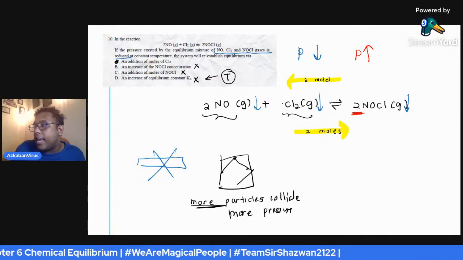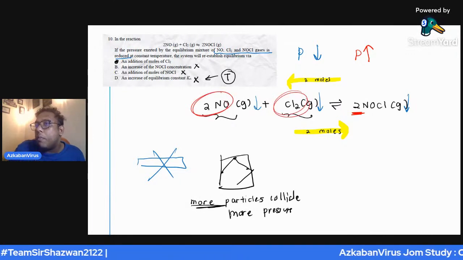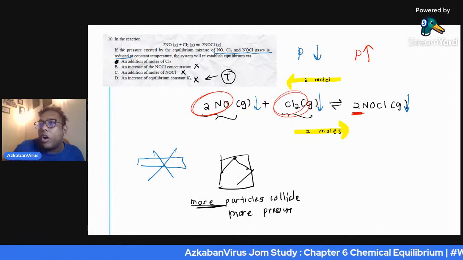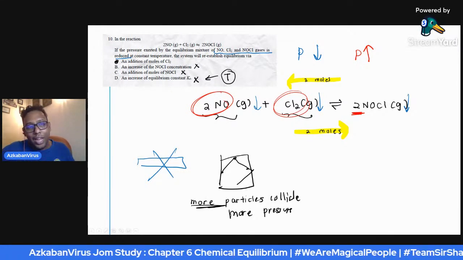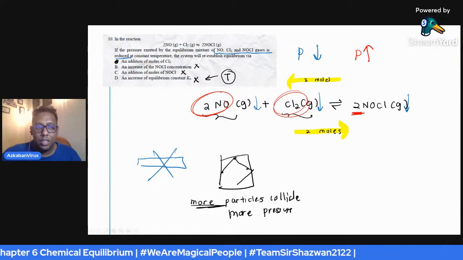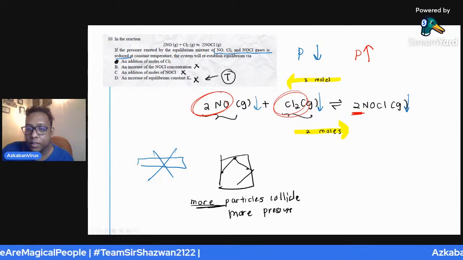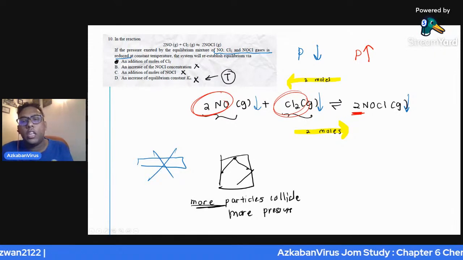Bila dia ke kiri, dia menghasilkan lebih banyak Cl2 dan juga NO. Bermaksud moles of Cl2 dan NO bertambah. That's why lah jawapan dia adalah A. Okay. Ada lagging sikit ya.